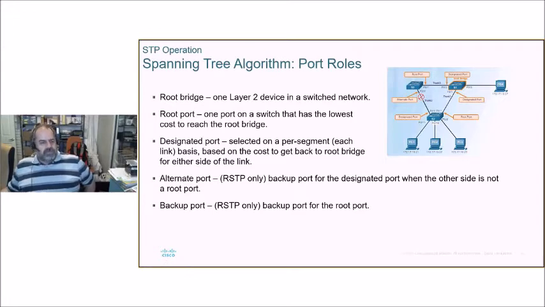An alternate port with rapid spanning tree protocol is a backup port for the designated port when the other side is not a root port. And so the alternate port is a backup port for the root port, basically.